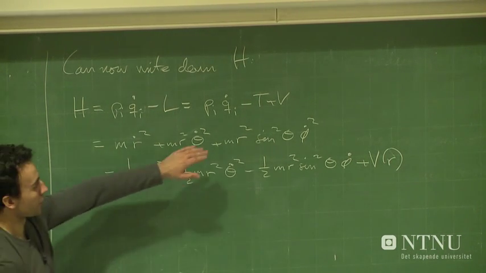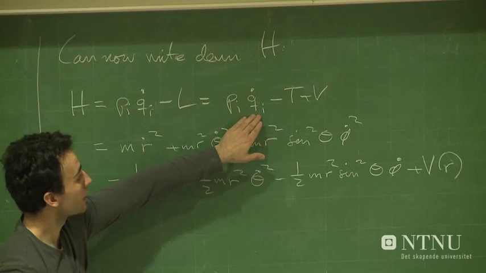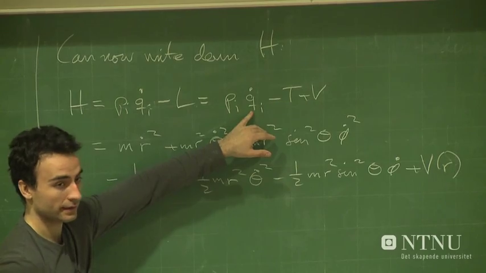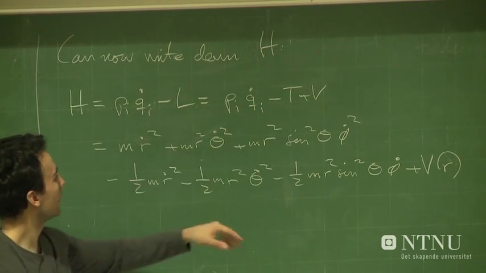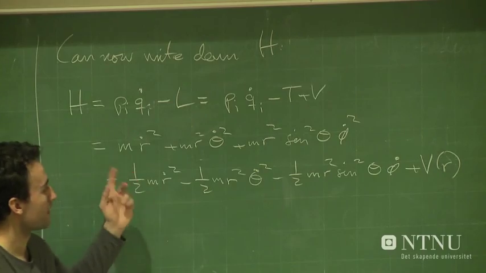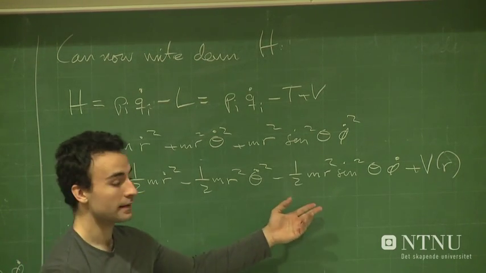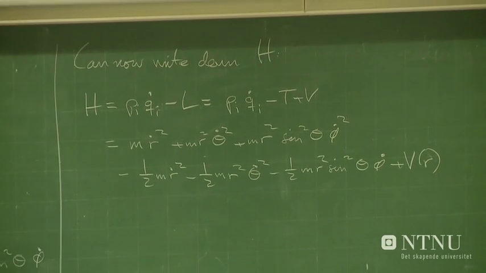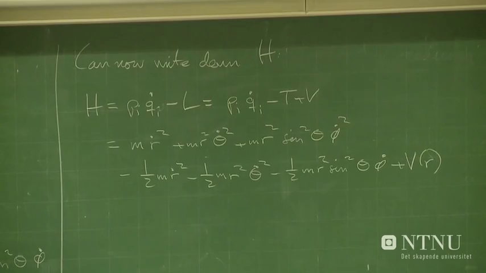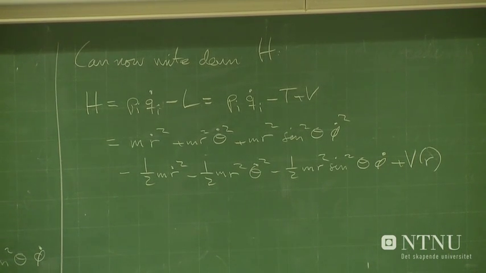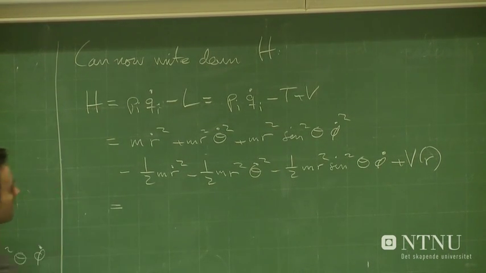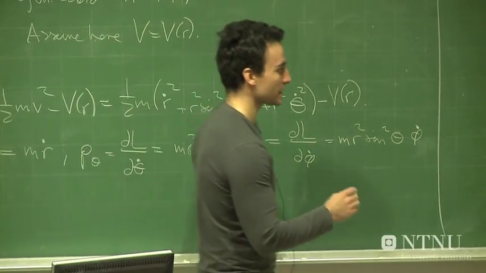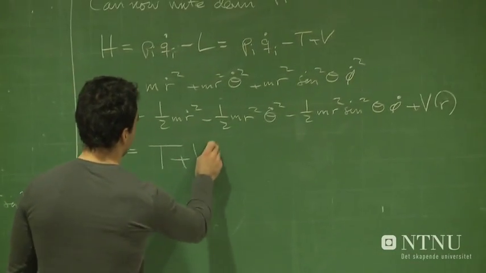So what I did now was just to write first this sum, which is the sum of all the canonical momenta with the time derivative of the generalized coordinate, which are these terms, and then just subtract the kinetic energy and add the potential energy by using the definition of the Hamiltonian. And since we have no explicit time dependence in our problem, we know that this has to equal T plus V.